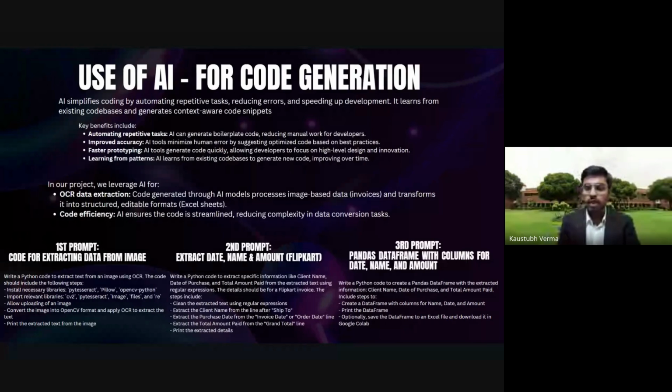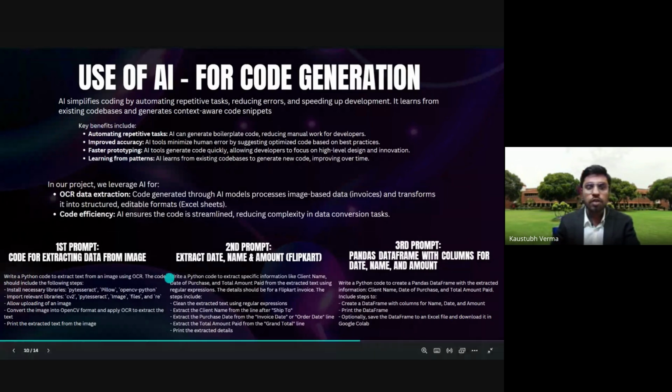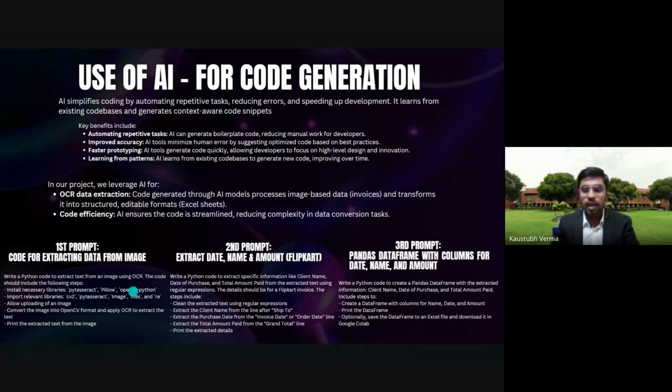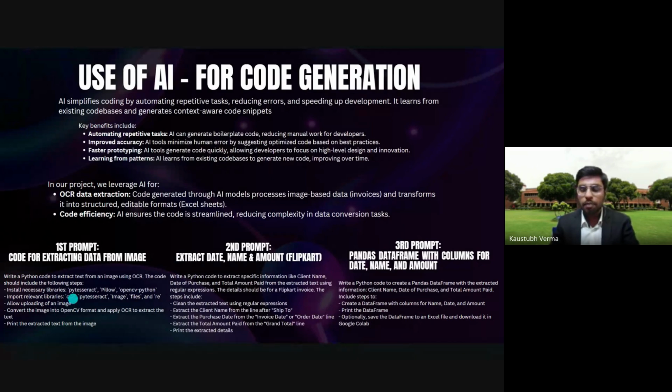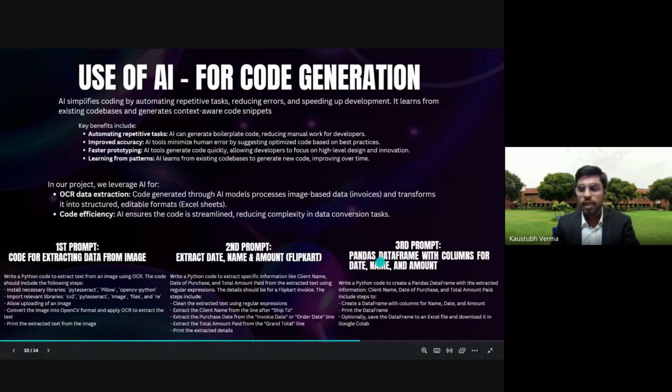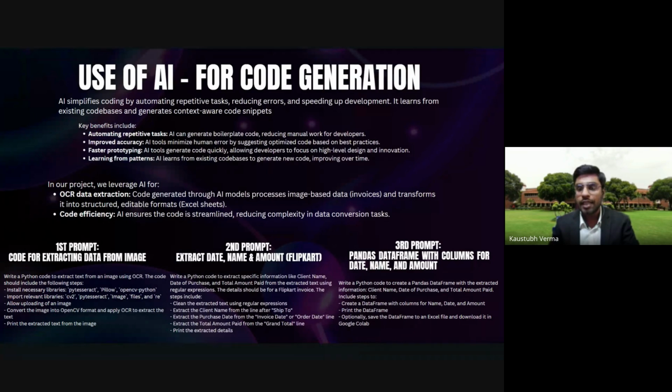Like in an Amazon bill, there was a different format. In a Flipkart bill, there was a different format. So we generated code for Flipkart bills, and these are the prompts that are written. As Abhay already mentioned the tools, we knew what the tools were, and then we customized the prompt as per our need. This is the prompt that I'll be showing on ChatGPT, so that you can get to know how the code was generated and how it was played on Google Colab.